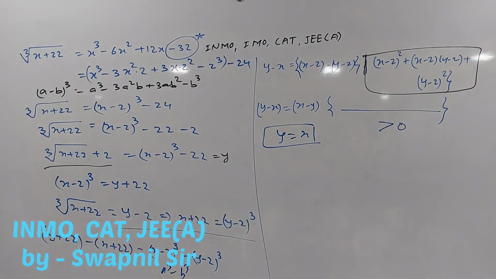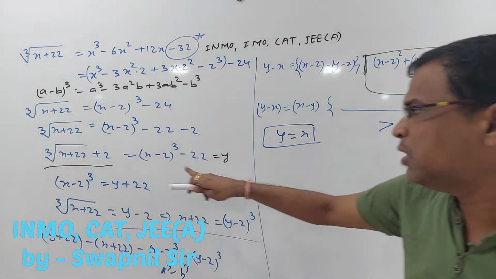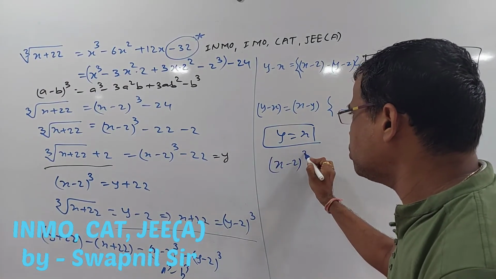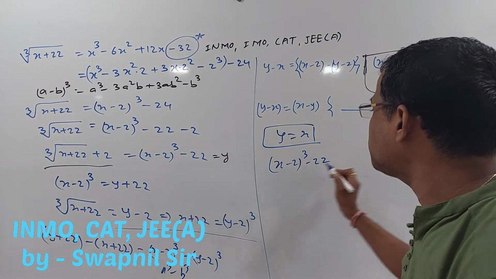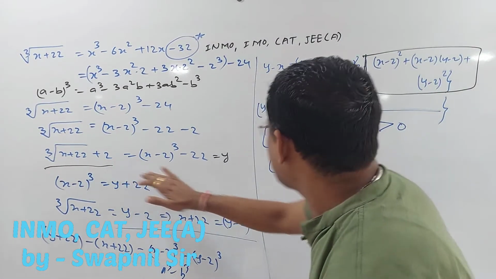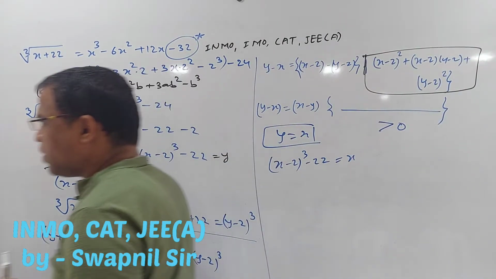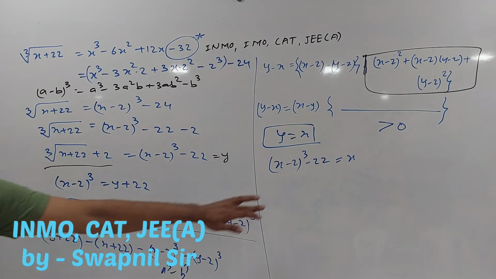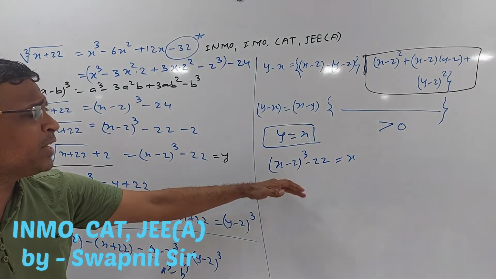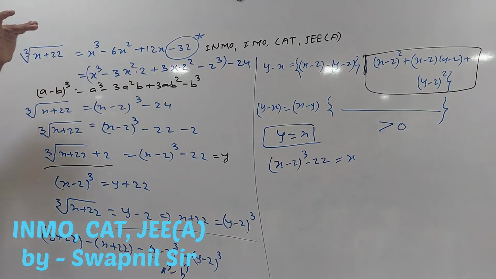So I'm jumping to the next step. Let me just continue it here. So what I can do, I will pick up this. (x minus 2) whole cube minus 22 is equal to x, because I got y is equal to x. It's your call, you can pick up this, but I prefer this because I found this to be better. Fine. Now, you have to crack this cubic, and we have already done so many questions. Their idea is not to judge whether you can crack the cubic equation. Their idea is to work on this radical equation.